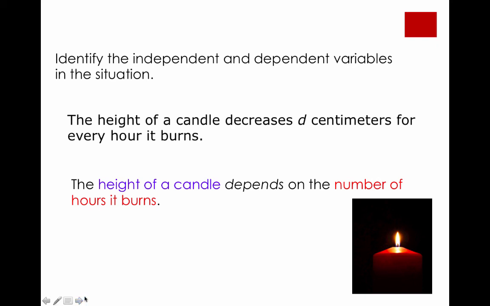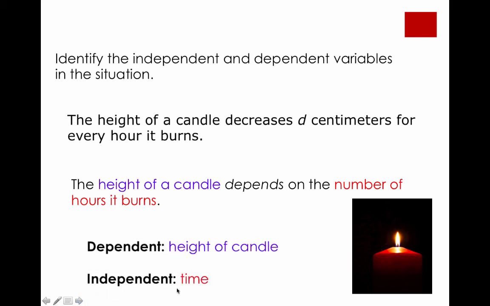Well, I can burn it for any number of hours that I choose, and that's what decides how high the candle will still be. So the independent variable, or time, how long I'm burning the candle, will determine my dependent variable, the height of the candle. Remember, we talked about the fact that time would almost always be on the x-axis. Remember, the x variable is also my independent variable. So this makes sense that time would be the independent variable.